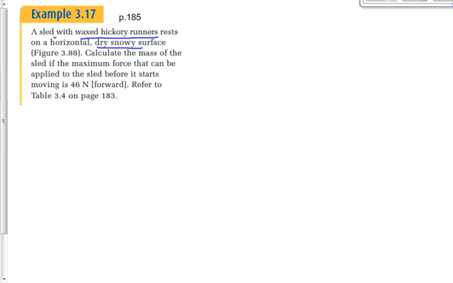I guess it's a sledge, right? Still probably don't have hickory skis, but hickory and dry snow, okay, we know the two materials. We can find the coefficient of friction between the two, but we don't yet know whether we're dealing with static or kinetic friction. Calculate the mass of the sled if the maximum force that can be applied to the sled before it starts moving is 46 newtons.